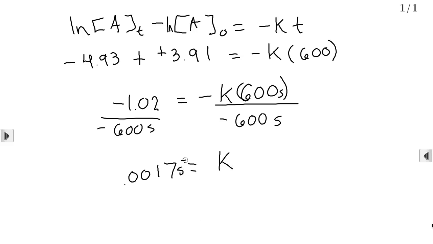And it's seconds to the negative first. And I saw the graph. Was the graph a first order reaction? So guess what? Your unit's going to have to be seconds to the negative first. So it turned out right. So we know we're good, right? So that's k.